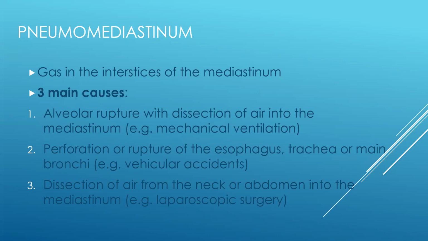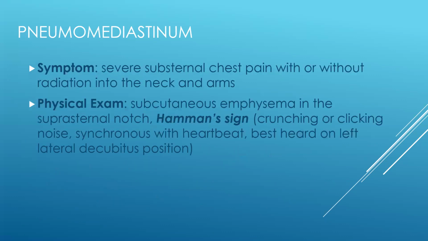And lastly, you have dissection of air from the neck or abdomen going into the mediastinum. So, for example, in laparoscopic surgery, they usually insert air into the patient's abdomen so that they can have adequate space to perform the surgery. However, in rare instances, some of the air might go into the mediastinum, leading to your pneumomediastinum.